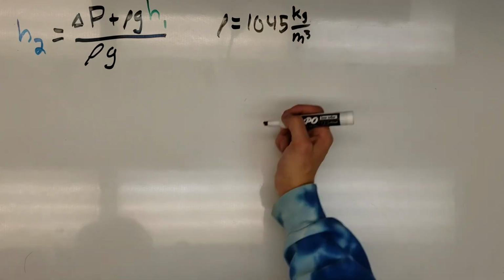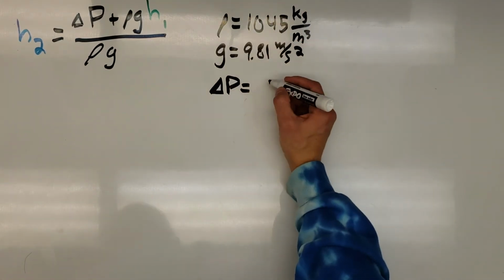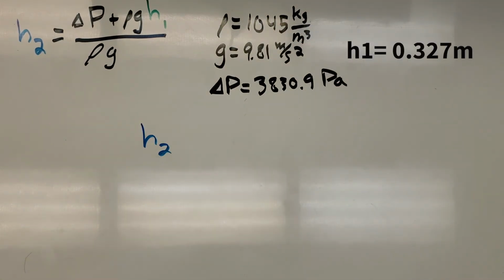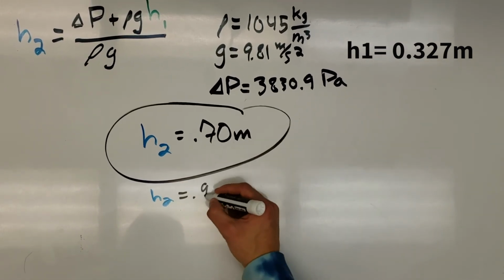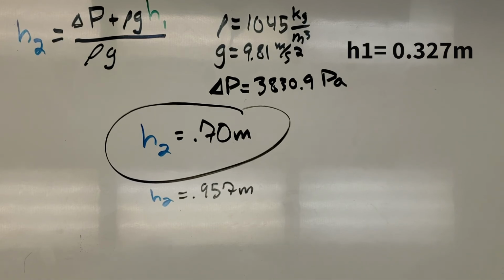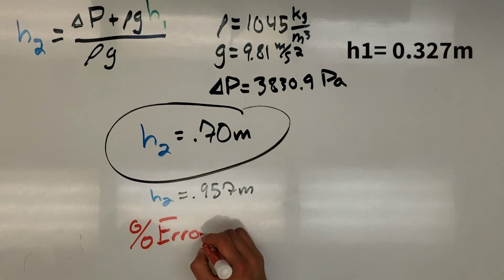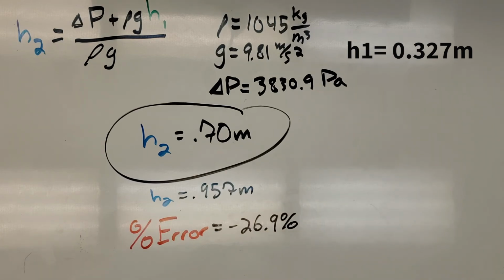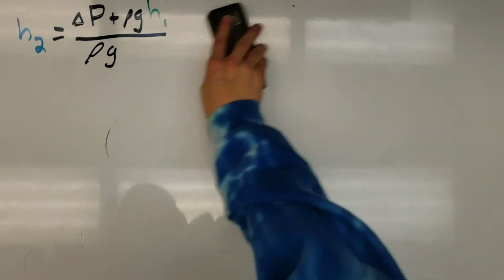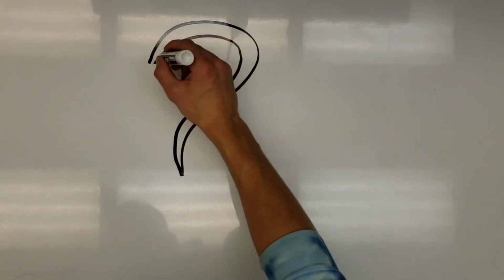Using these values for rho, h1, and delta P, we find that h2 equals 0.7 meters. While this error may be high due to approximations, simplifications, and measurement error, Bernoulli's equation remains an effective tool to estimate properties of an incompressible fluid. Can you think of other ways to apply Bernoulli's equation to everyday life?